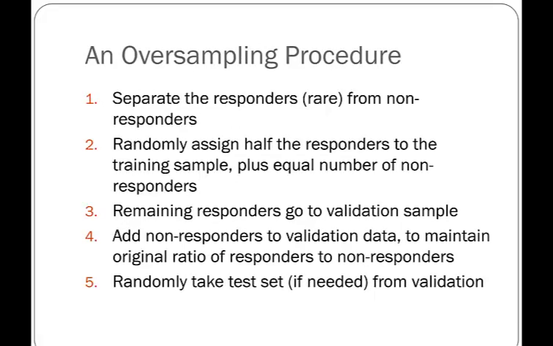So one way to do this oversampling would be to separate the responses from the non-responses and then randomly assign half of the responders to the training sample plus an equal number of non-responders, and then the remaining responders go to the validation sample with the rest of the non-responders. This overrepresentation of the responders in the training data set is actually very good because it tells the model what it looks like for a responder. And so the model learns what the characteristics are of responders.